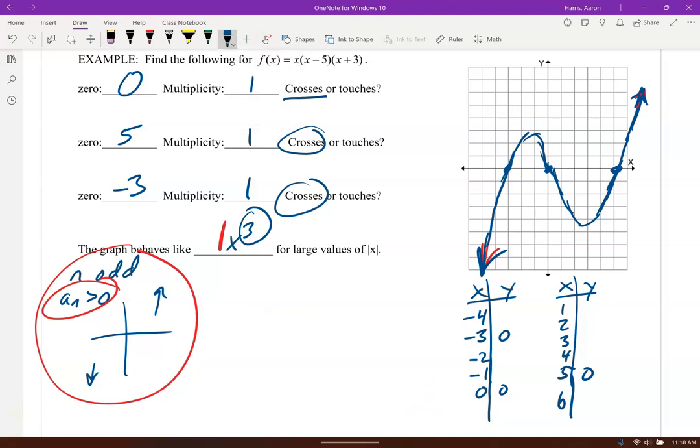So let's throw in negative 4. Here's our function. Let's throw negative 4 in.